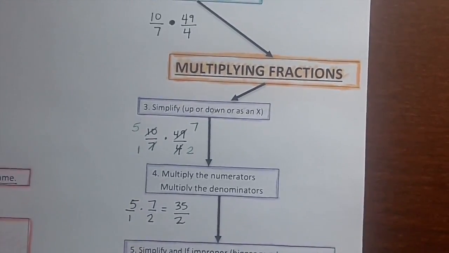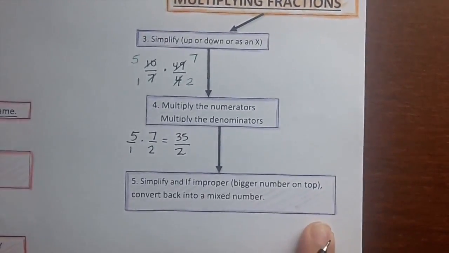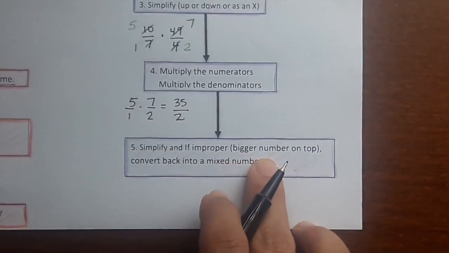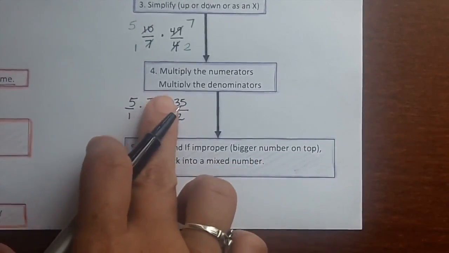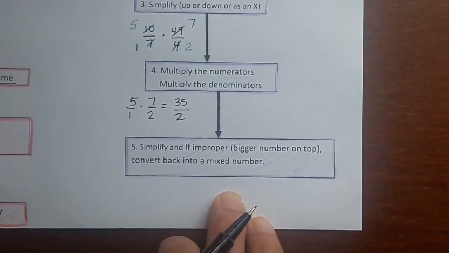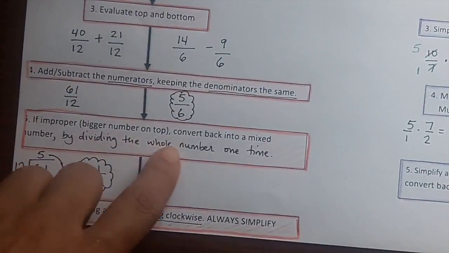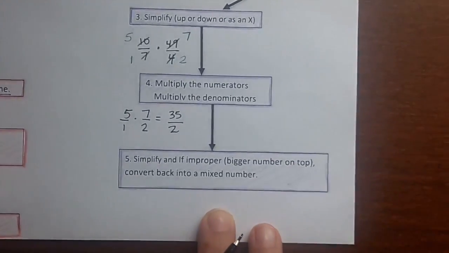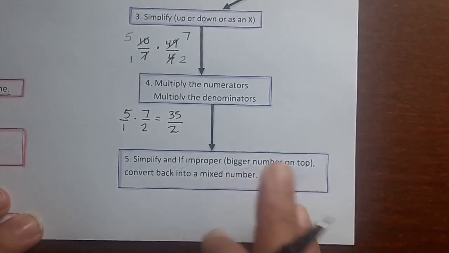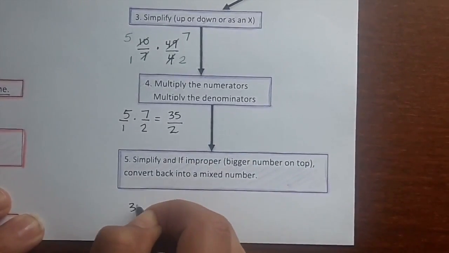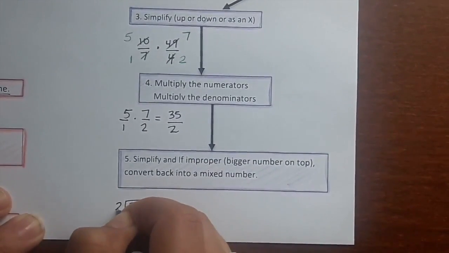And then final step, you're going to simplify just in case you didn't simplify it all the way. And if it's improper, bigger number on top, you're going to convert it into a mixed number. So the bigger number is on top, so you need to convert it to a mixed number. To convert it into a mixed number, remember, you divide it one time. So what goes in the house? The first come, first serve, 35. Outside the house, 2. How many?